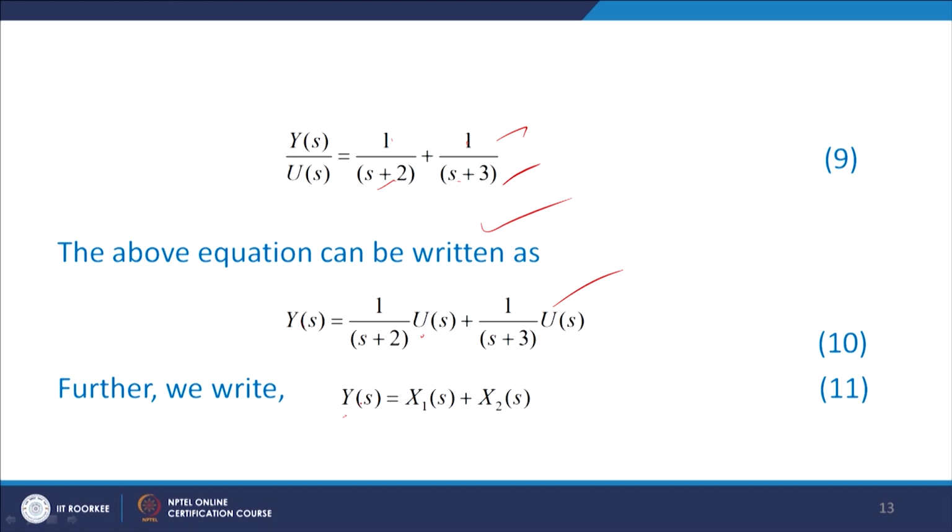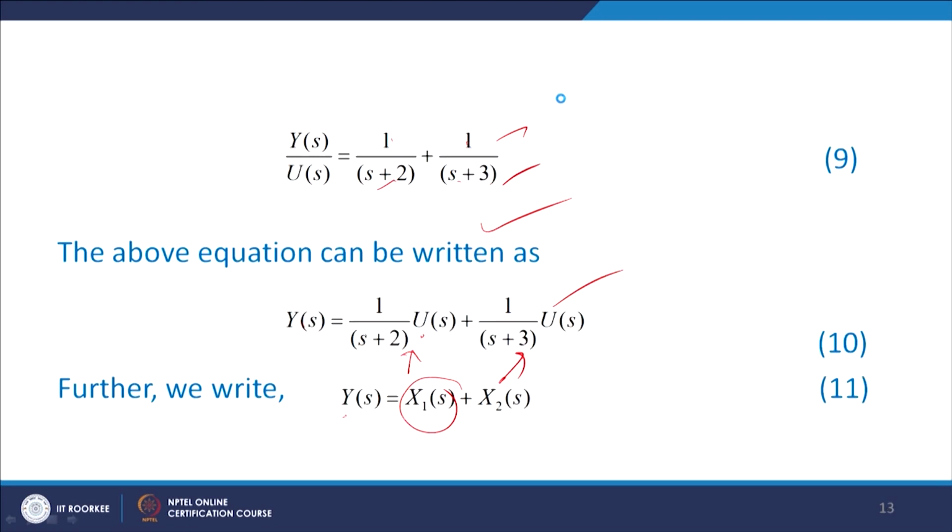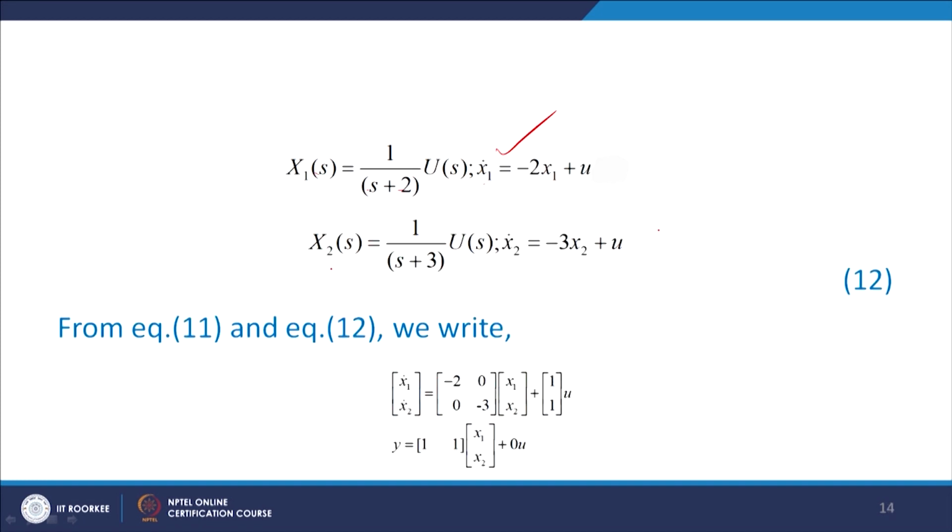Finally Y(s) equals to this is X1(s) and this is X2(s), and we have written X1(s) equals to U(s)/(s+2), that is x1 dot equals to minus 2x1 plus u. That means here what we have done? We have used inverse Laplace transform, and because of that we have got this. Similarly, X2(s) equals to U(s) divided by s+3. So X2(s) equals to 1/(s+3) into U(s).